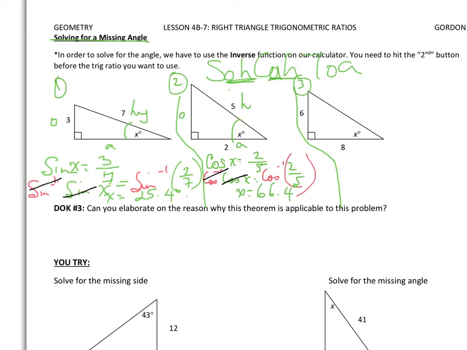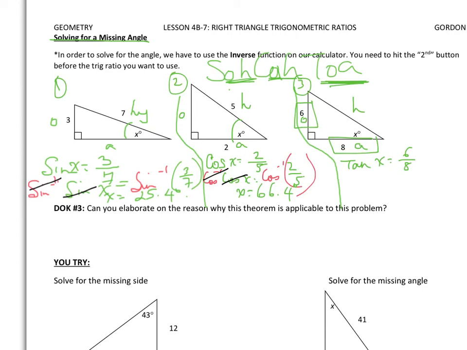So let's look at number 3. Of course, we have our opposite, we have our adjacent, and we have our hypotenuse. We don't have the hypotenuse. What's given? We're given the adjacent and we're given the opposite. And for opposite and adjacent, the only trigonometric ratio that goes with it is tangent. So tangent of x is equal to opposite 6 over 8.